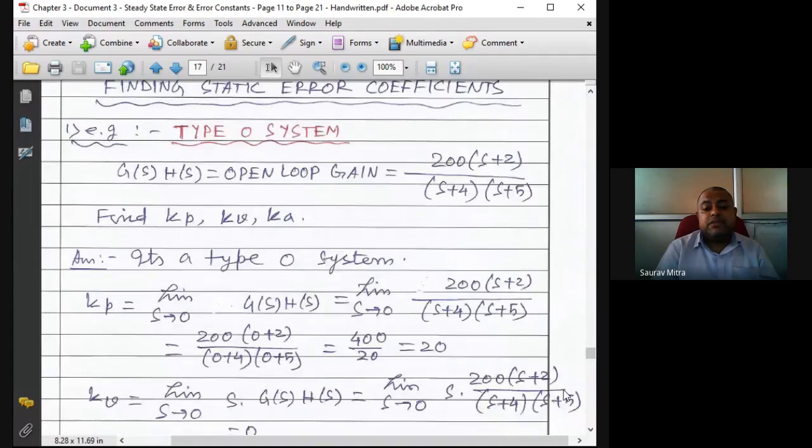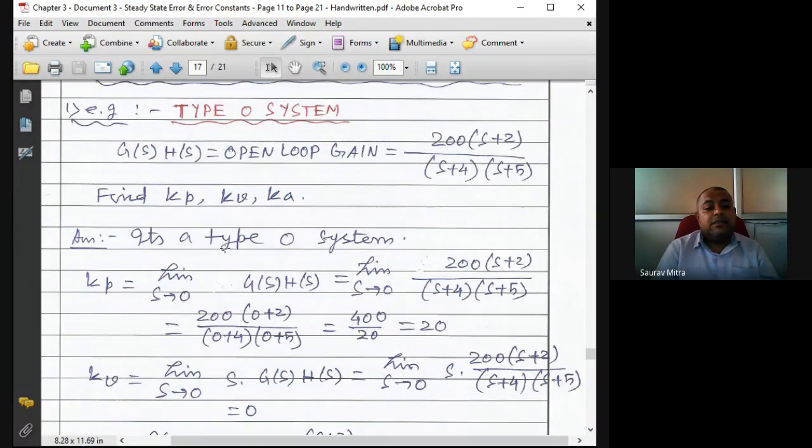Okay, so it's a type 0 system, and hence find Kp. This is a very simple formula. Kp is limit S tends to 0, GS into HS. So GSHS is given as 200 into S plus 2 divided by S plus 4, S plus 5. Now substitute S equal to 0 here. By substituting S equal to 0, the numerator is 200 into 2, the denominator is 4 into 5. So numerator by denominator is 400 divided by 20. That comes to be 20. So all the steps, these notes will be shared with you. So please practice all these numericals properly.